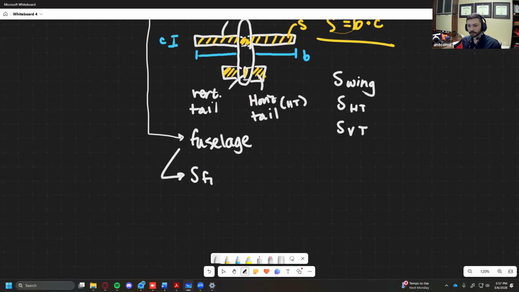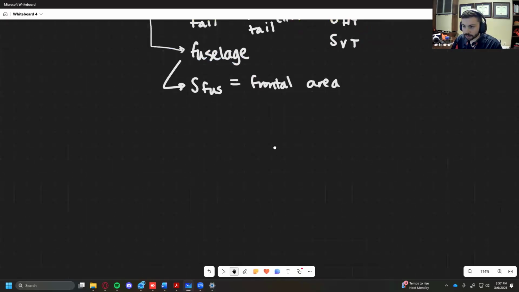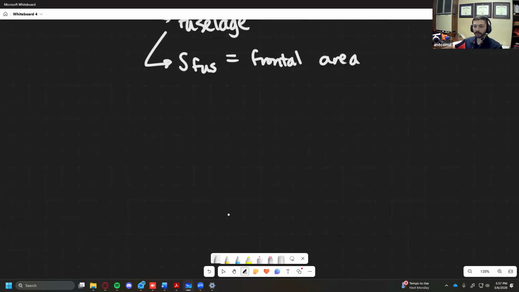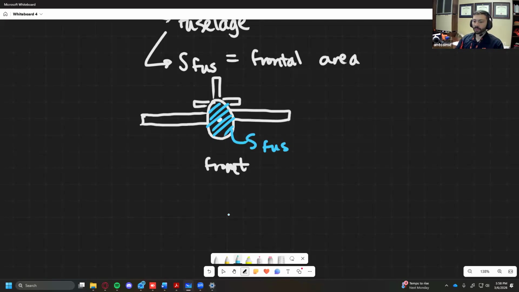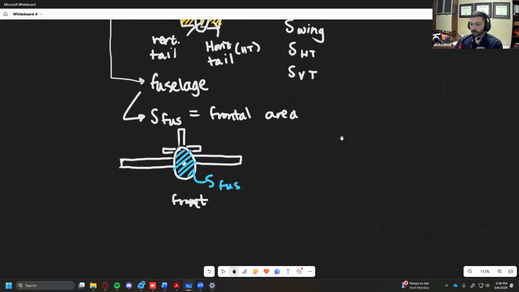The reference area of your fuselage is going to be your frontal area. So if we look at, I won't draw a ball this time, I'll actually try to draw something a little bit more like a fuselage. So if we had a fuselage that looks something like this, and the wings are here, and we're looking at this from the front. So our tail's back here. So here's the front, right? This is going to be your S fuse, okay?